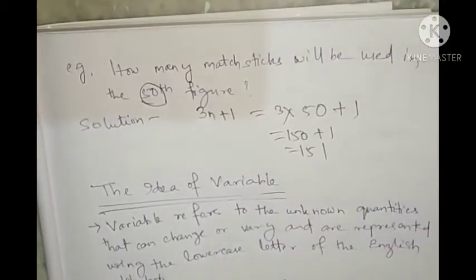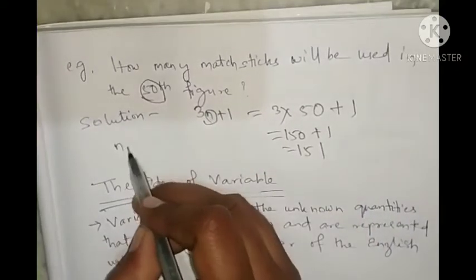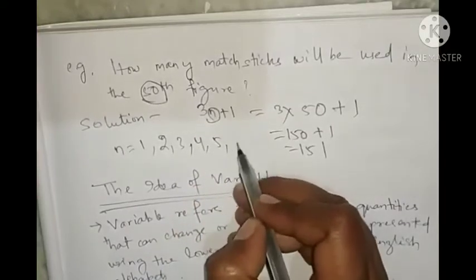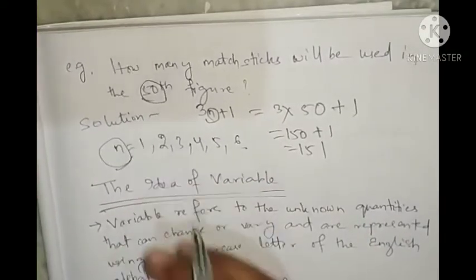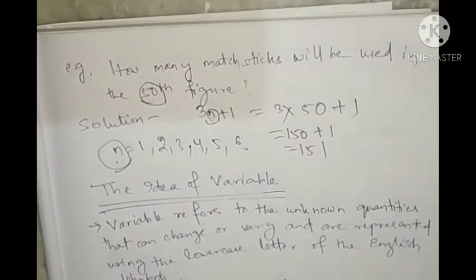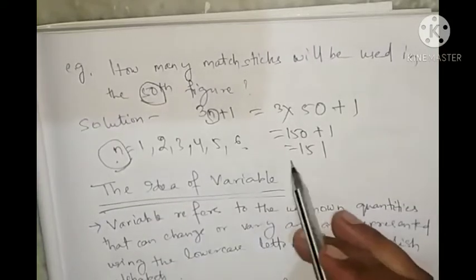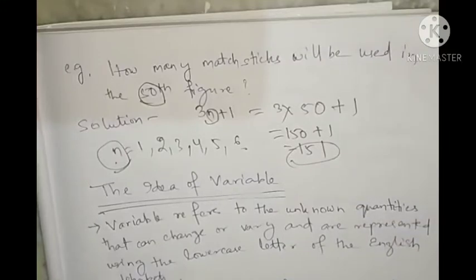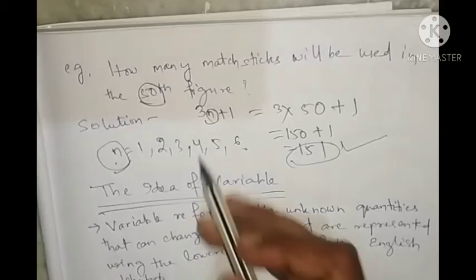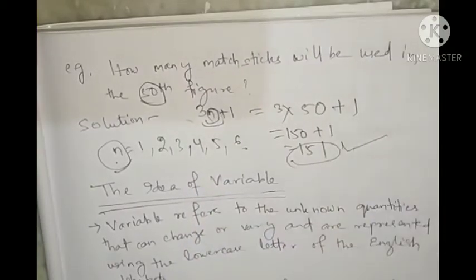So here this value n may be 1, maybe 2, maybe 3, maybe 4, maybe 5, maybe 6. This letter has no constant value, no fixed value. So it is always changing. If this value is changing, the result is also changing. So if we want to make 50 squares, we need 151 matchsticks. Like that, we will change this one, then we'll get the value.